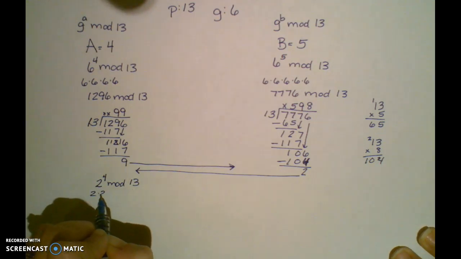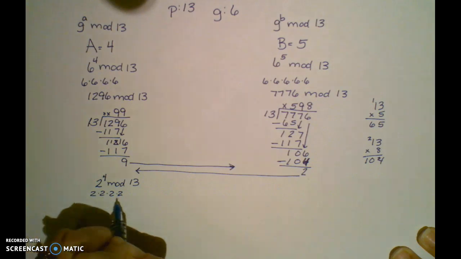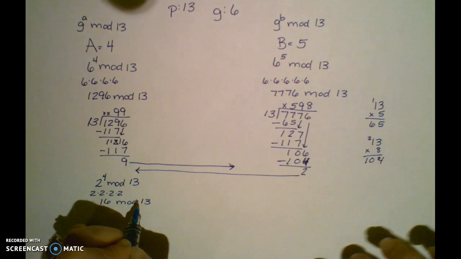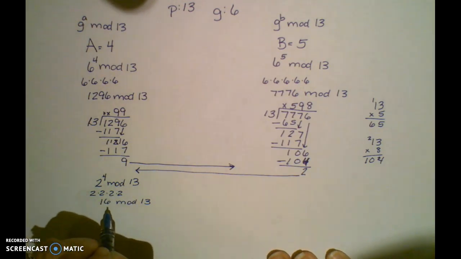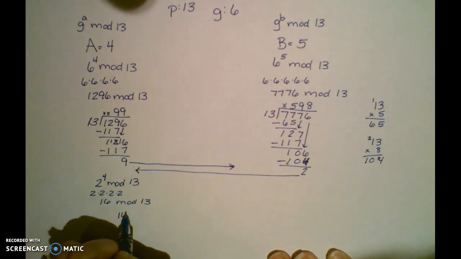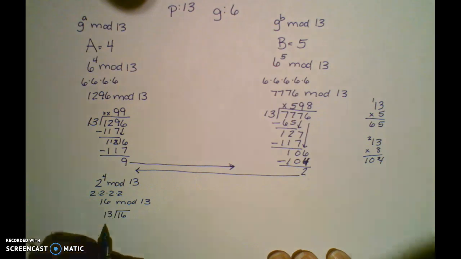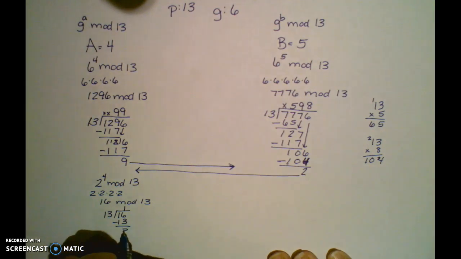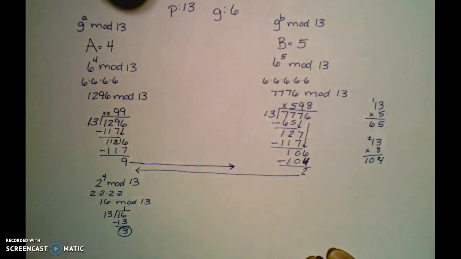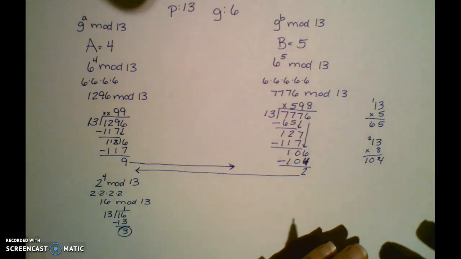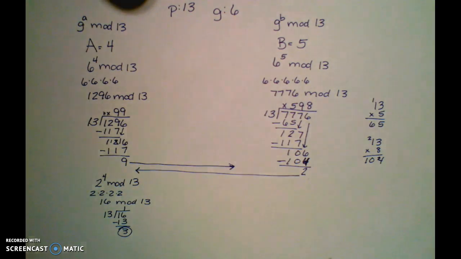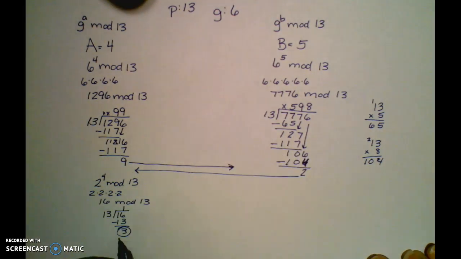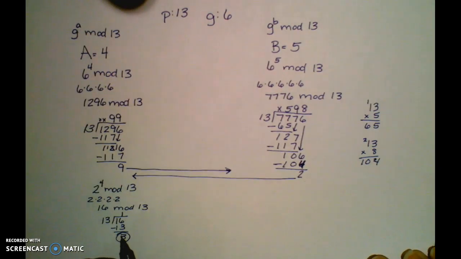So 2 times 2 times 2 times 2, that's going to be 16. You probably already know this, but let's work it out anyway. So here, Alice is going to take 16 divided by 13. That goes in once with a remainder of 3. Now, if we've done the math right and Alice and Bob have sent their exchange correctly to each other, that means that Bob is going to get 3 when he works out the algorithm.